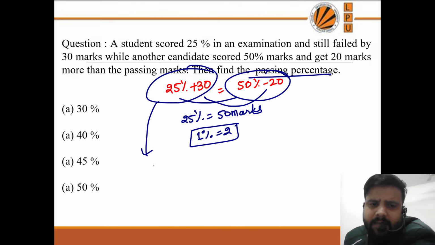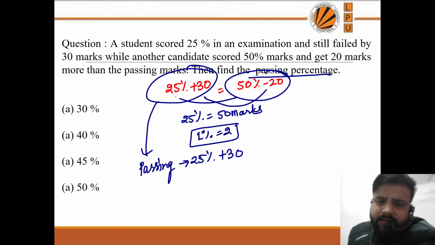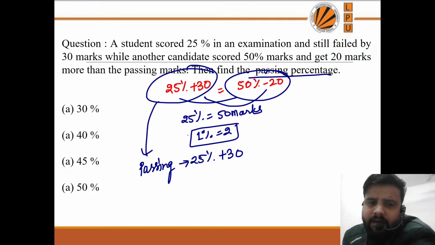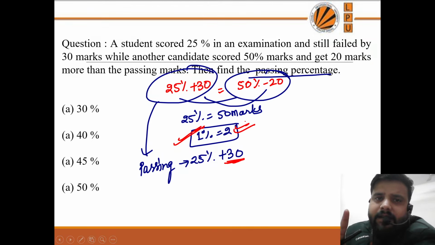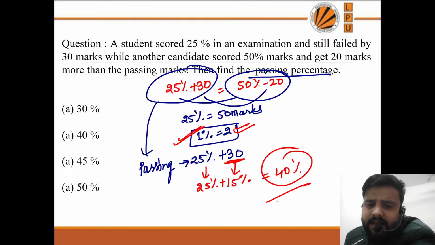So let's say this is your passing marks. Passing marks is how much? 25% plus 30. Now what I know is that 1% in this exam belongs to 2 marks. So how much percentage will these 30 marks belong to? See here, 2 marks will give you 1%. So 30 marks will give you how many percentage? It will give you 15% only, isn't it? And 25 is already there, so you will add it. So finally it is 40%. So your passing percentage in the exam is 40%.